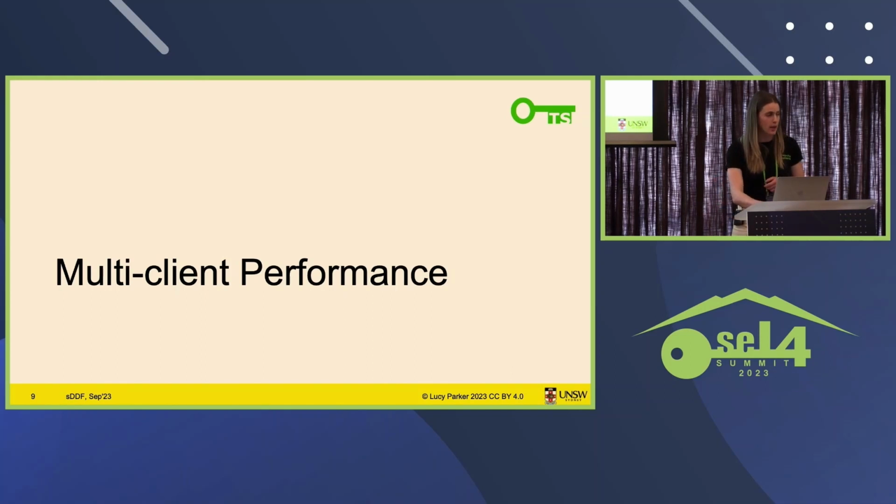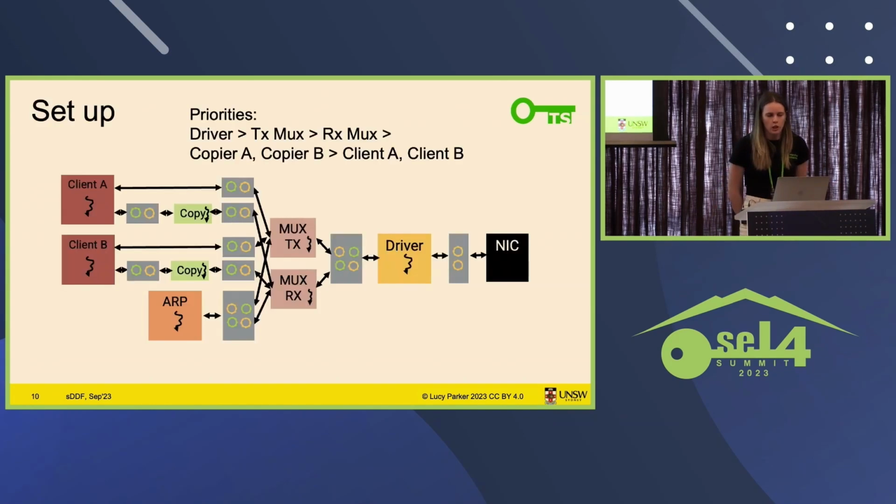So I have some multi-client performance benchmarks as well. So here I've implemented all of the components shown in the diagram with the following priority assignments. So the driver runs at highest priority, followed by the multiplexers, and then the copiers for each client run at equal priority, and then the clients at lowest priority themselves. So this means that as soon as packets are ready to be transmitted, the appropriate components are invoked to transmit them. Sorry, the ARP component's also there, but you can imagine that this has very minimal traffic.